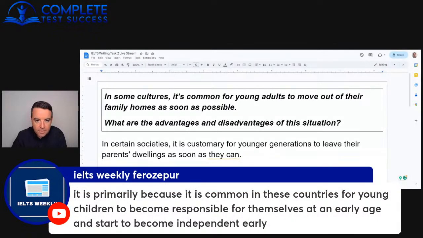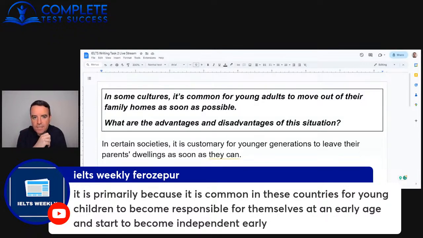It is primarily because it is common for these countries, for young children to become responsible for themselves at an early age and start to become independent early. So is that 2 ideas? It is common for them to become responsible at an early age and they start to become independent early. It feels like that's one idea. Because if you're responsible for yourself, you're independent. I think this is the same idea twice.